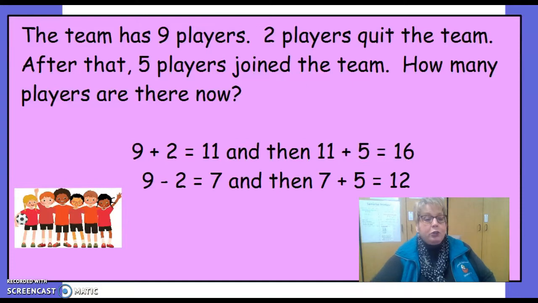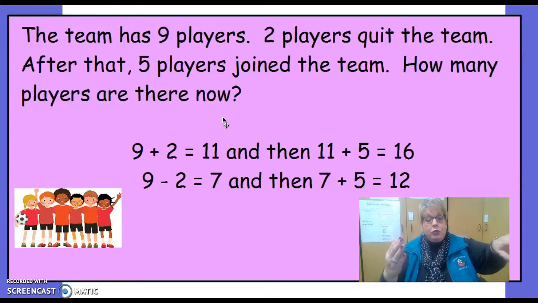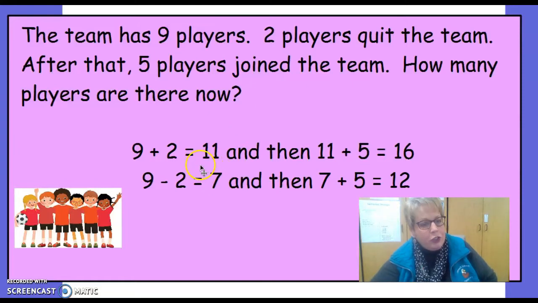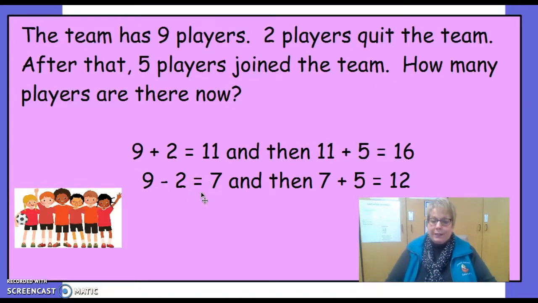As we look at our choices, we have to think, what happened first? Is it 9 plus 2 equals 11 or 9 minus 2 equals 7? We said there were 9 players and 2 went away. So it would make sense that as we look at our choices, the 9 minus 2, since 2 players went away, would be the one that would make sense. We would then have 7.